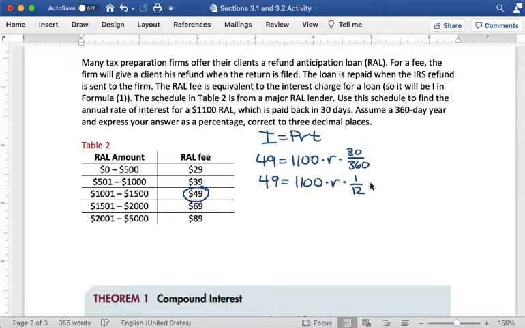So there's a few ways that you can deal with the algebra here. What I like to do when there are denominators is get rid of them by multiplying both sides by that denominator. So I'm going to multiply both sides here by 12. Use your favorite algebra methods. You can cross multiply if you like to do that too. When I multiply 12 times 49, do that on your calculator, it is 588. And then that equals 1,100 times R times 1, which is just the same as it is, and then divide both sides by the 1100.